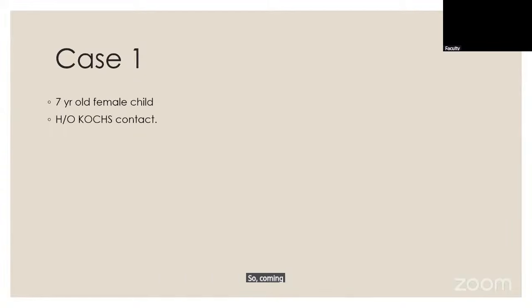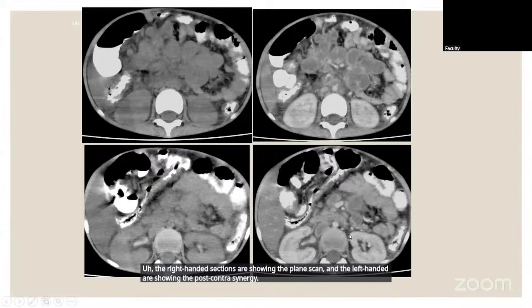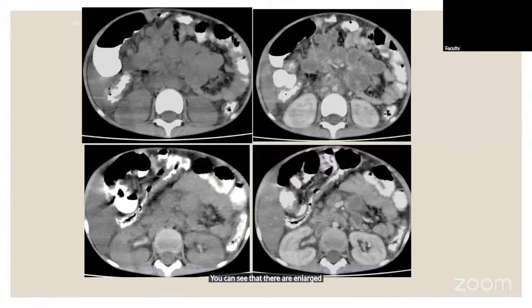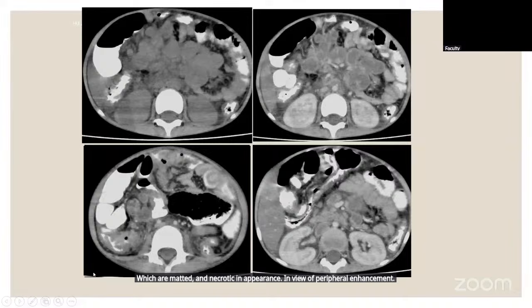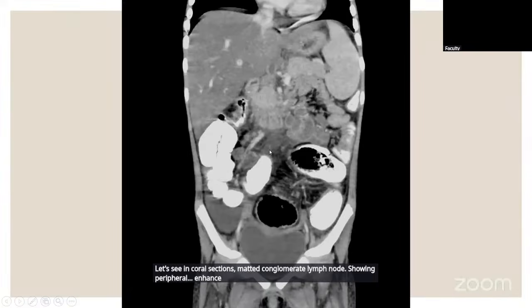Coming to case number 1, she is a female child with a history of TB contact. The right-hand sections show the plain scan, and the left-hand sections show the post-contrast imaging. You can see enlarged mesenteric lymph nodes which are matted and necrotic in appearance, in view of peripheral enhancement. In the next section, cecal and IC junction thickening is seen. In coronal sections, a matted conglomerate lymph node shows a peripheral enhancement pattern suggestive of necrosis. As I'm moving further, there is also ascites.